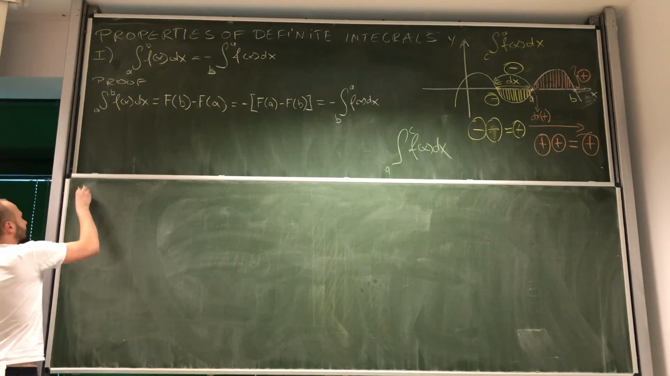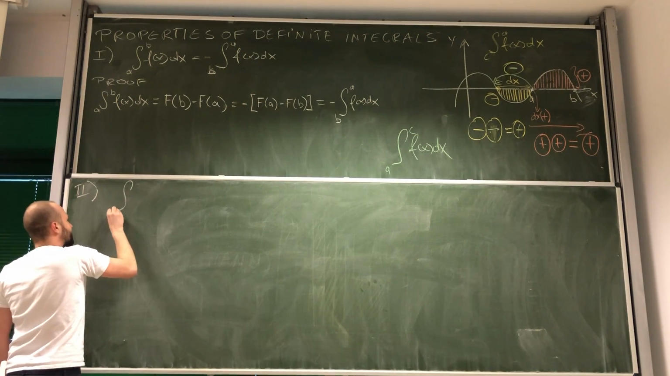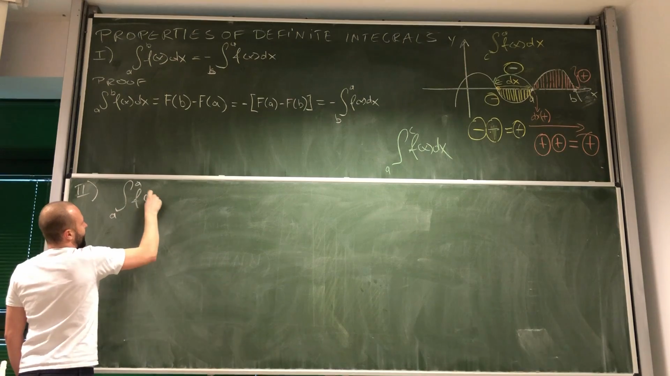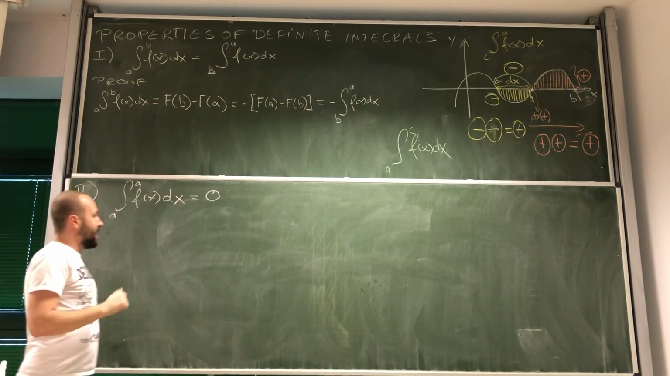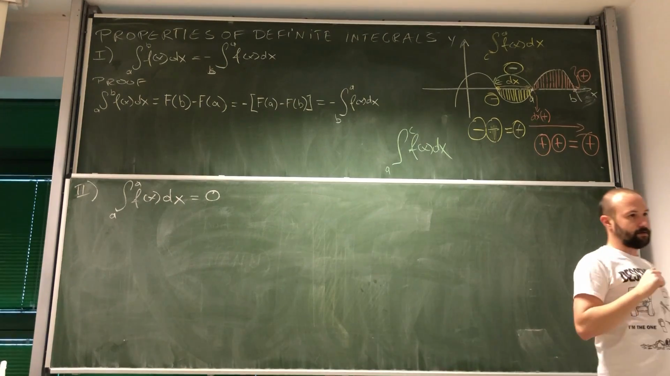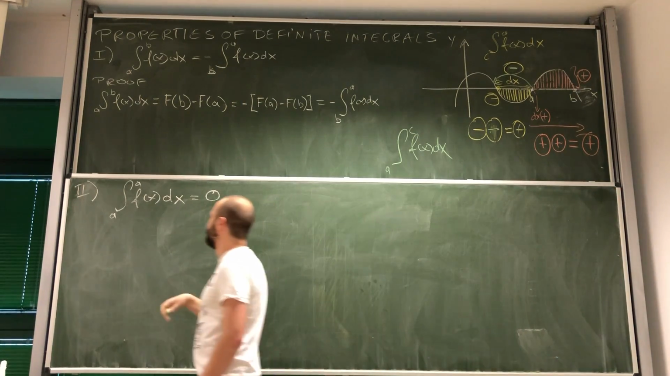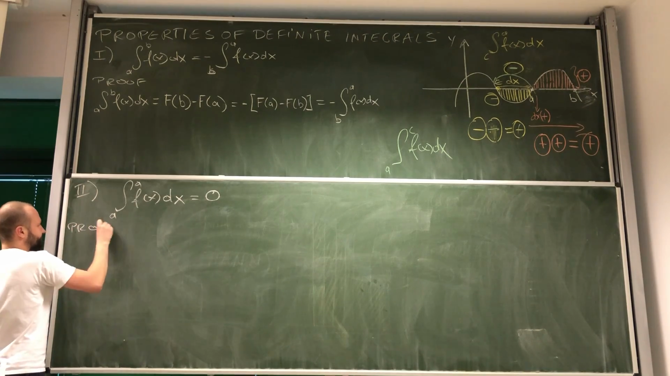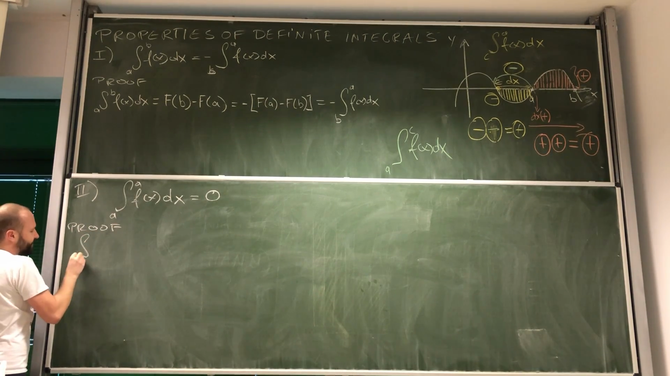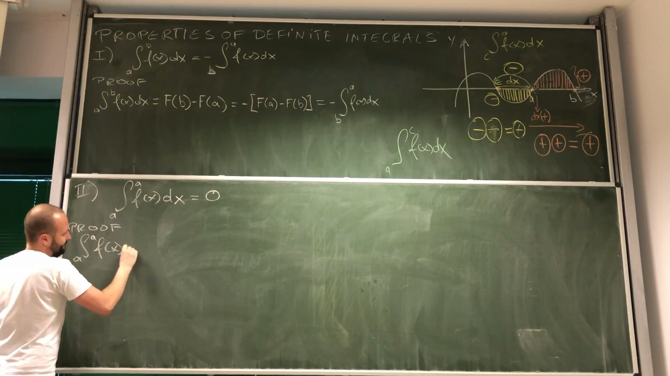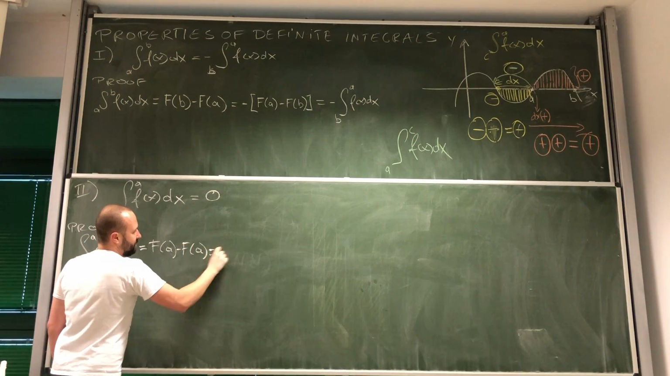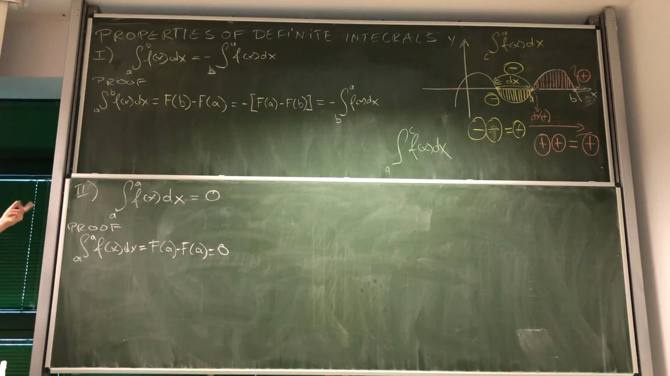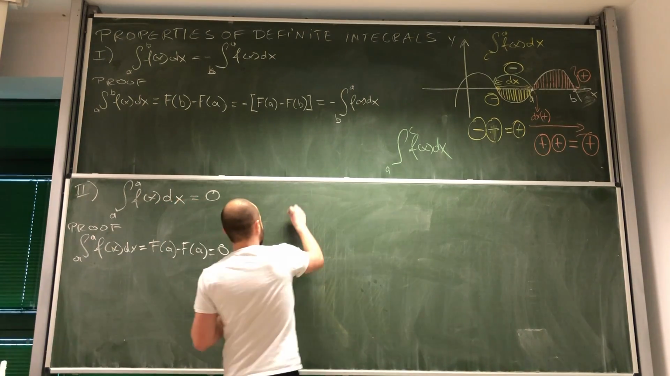Property number 2 says that the integral from a to a of f of x dx is equal to 0. Okay, another rather puzzling result. Well, first, again, let's start with the proof. The proof is, again, extremely easy. We can use the definition once more. By definition, this is going to be F of a minus F of a, which of course is 0. So the rule definitely works. But how is it possible?